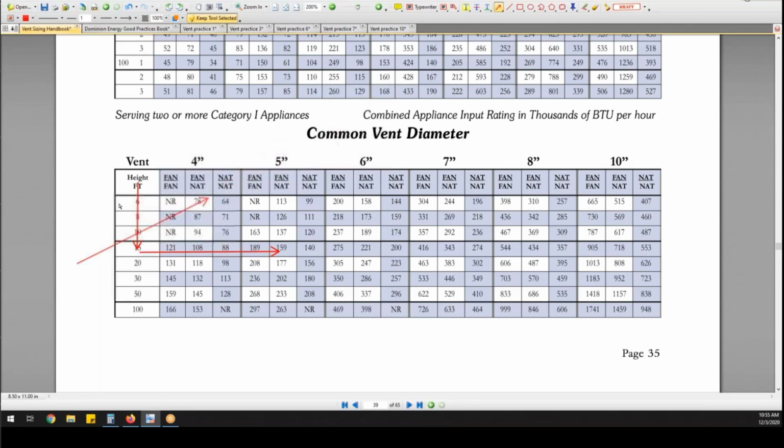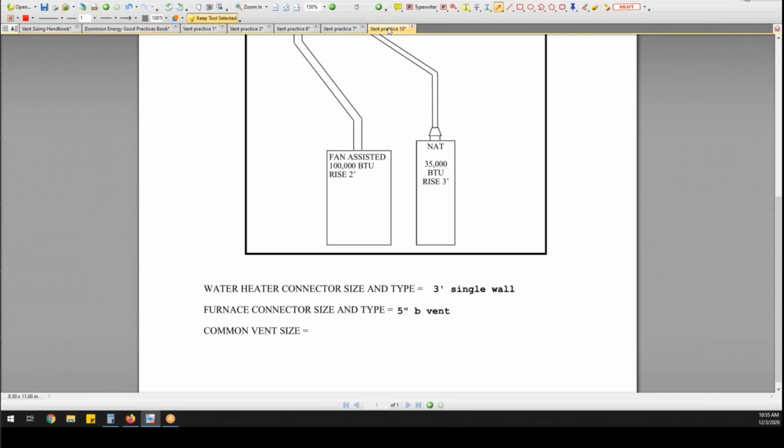Okay, so we go back to our, and my common vent size is going to be 5-inch, always B vent. Okay. Everyone follow along with that? This is where they start getting complicated, when you start getting multiple appliances.